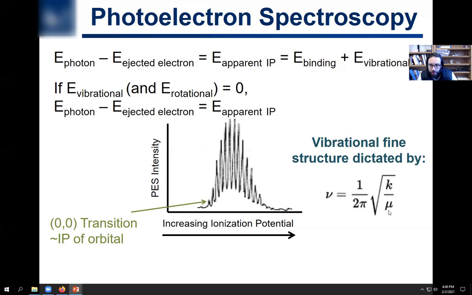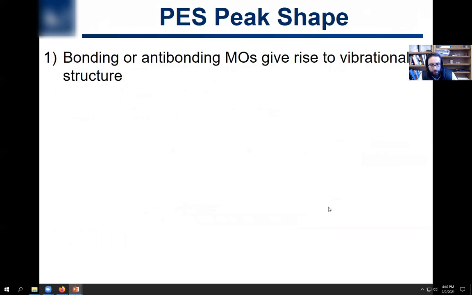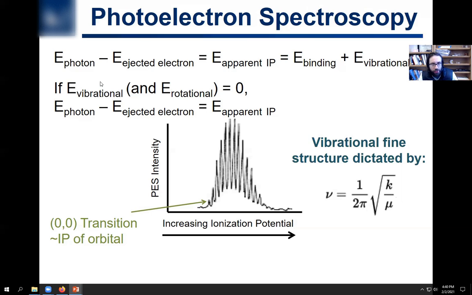So you can see if you have greater mass, you're going to have lower nu, so you're going to have finer spacings. If you have a greater bond strength, for example, you're going to have a bigger spacing, right? Because nu would be bigger. All right, so that's kind of the introduction to PES. Now next videos we'll go into some details of how it works and how to interpret spectra.